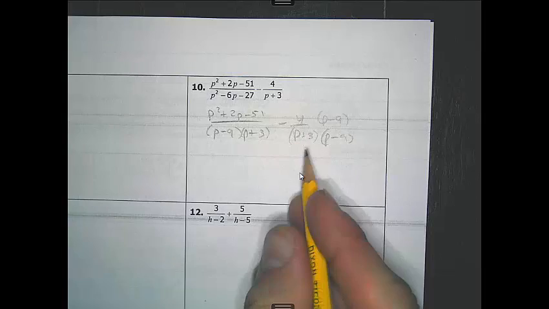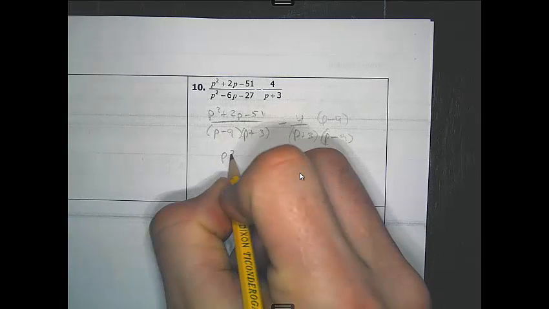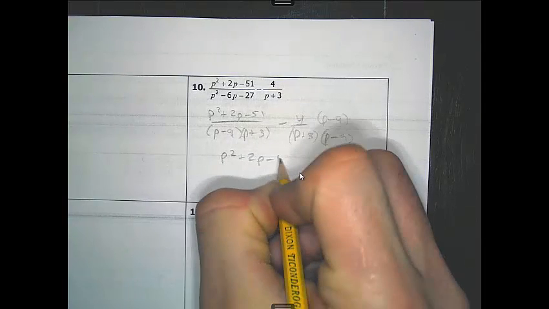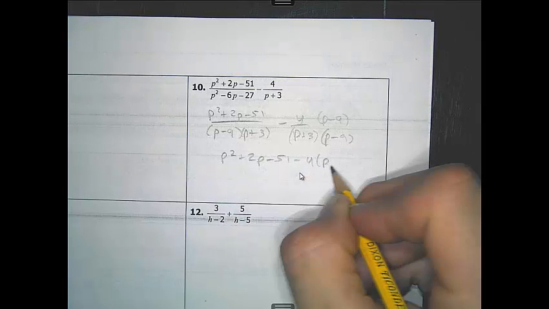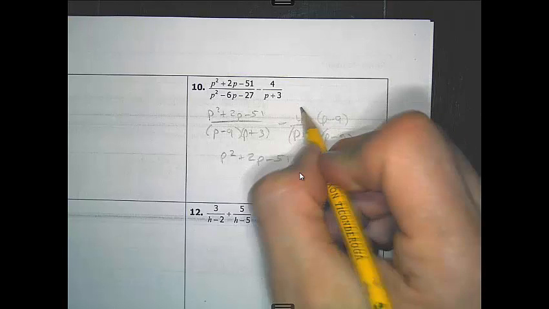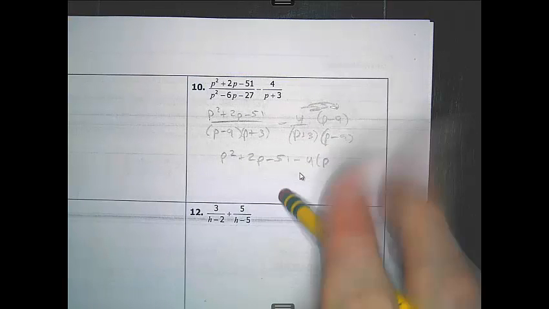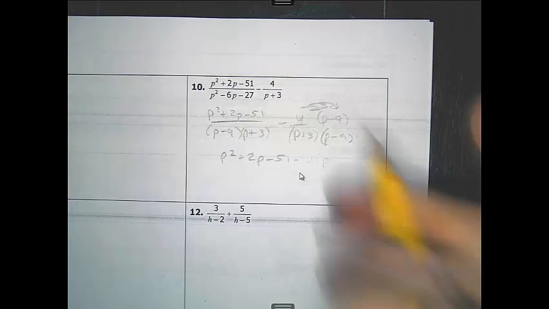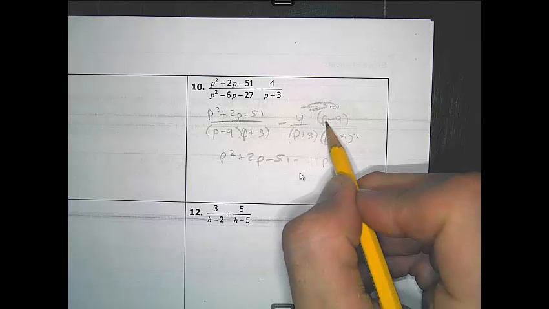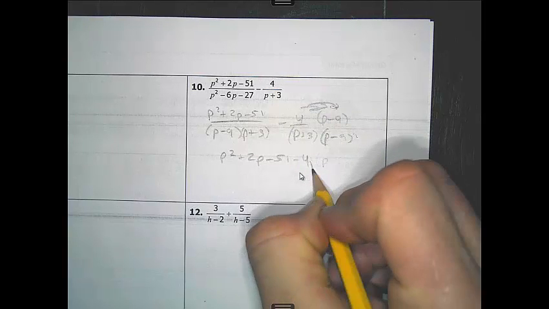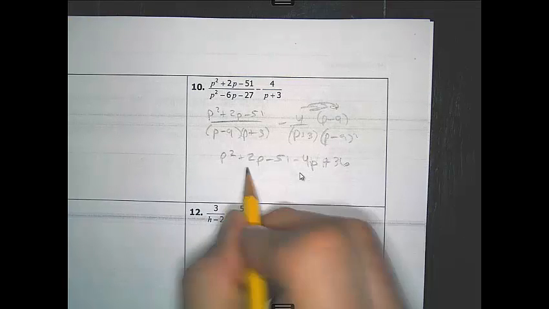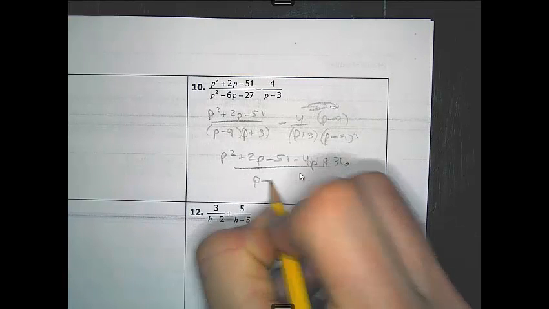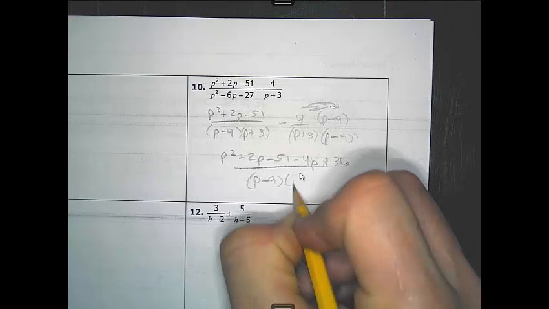Okay. So now the top becomes p squared plus 2p minus 51, and then minus 4 times p. I'm going to distribute right now. So it becomes negative 4p, and then negative 4 times negative 9 is a positive 36, and then it's all over this common denominator, p minus 9 times p plus 3.